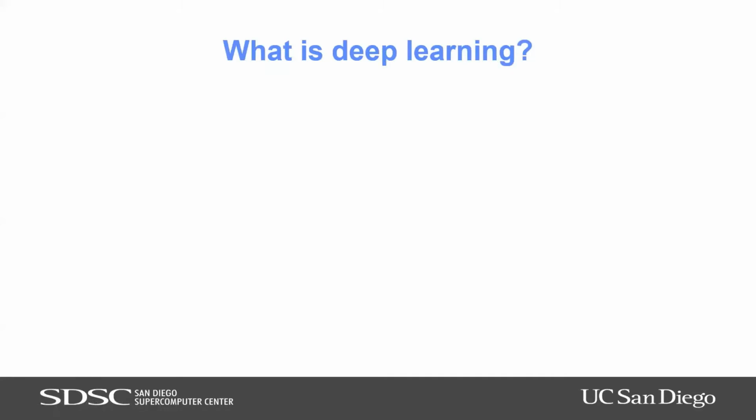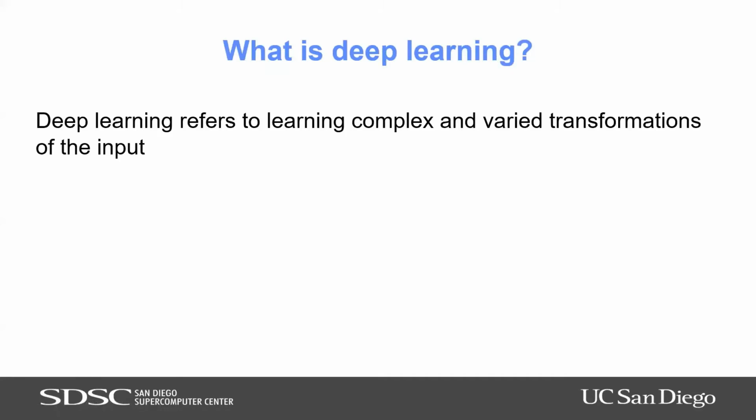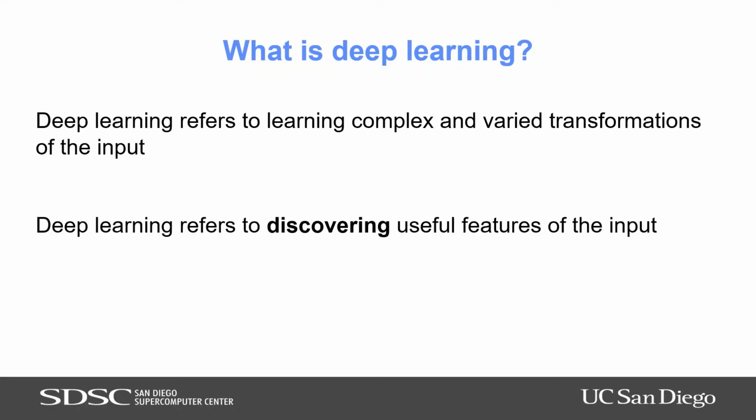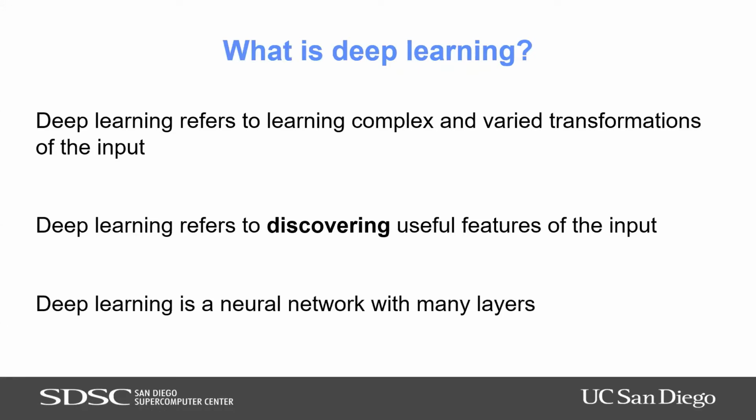All right, so what is deep learning? I think I already gave you a hint. Deep learning refers, in some sense, to just learning complex, varied transformations of the input. Another way to think of it is that it learns to discover useful features of the input. And in the neural network context, we sometimes say deep learning is a neural network with many layers. That's the simple definition. But really what's going on is the first two things.